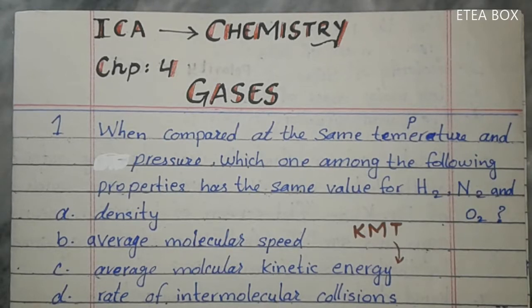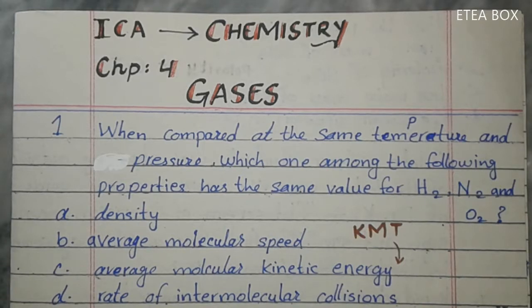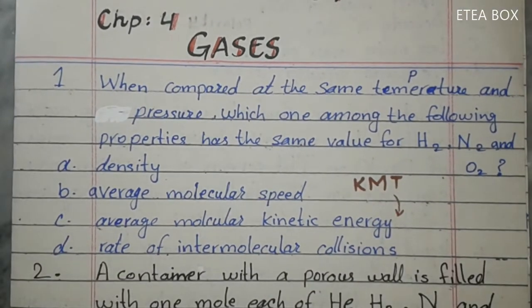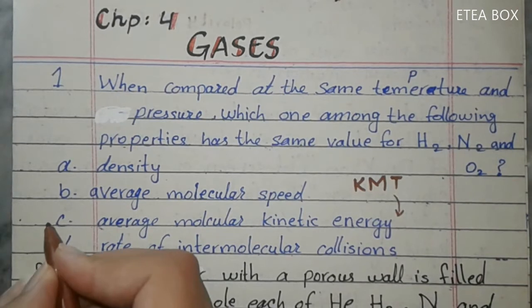So the first MCQ is: when compared at the same temperature and pressure, which one among the following properties has the same value for H2, N2 and O2? We know that according to kinetic molecular theory, when we have different gases at the same temperature and pressure, the average kinetic molecular energy of those different gases will be the same. So here option C is correct.